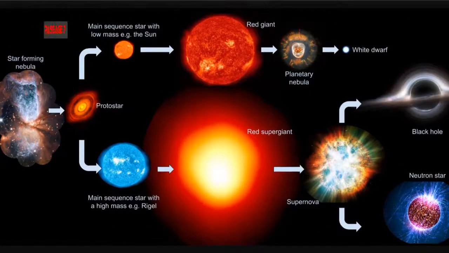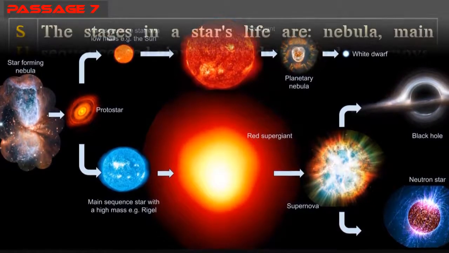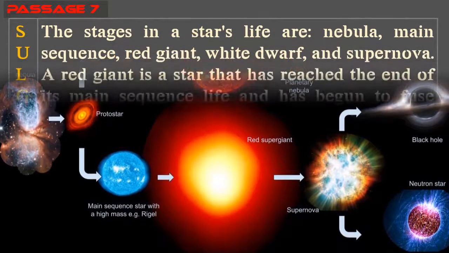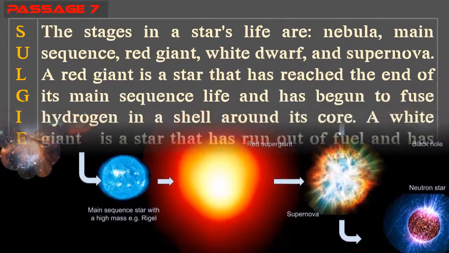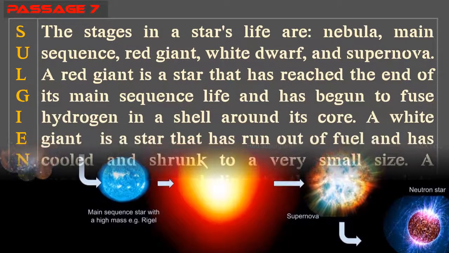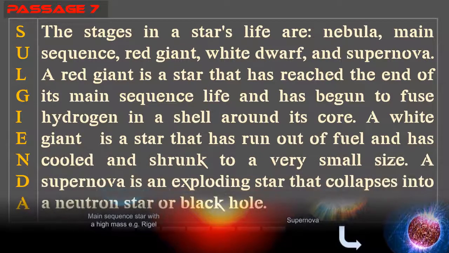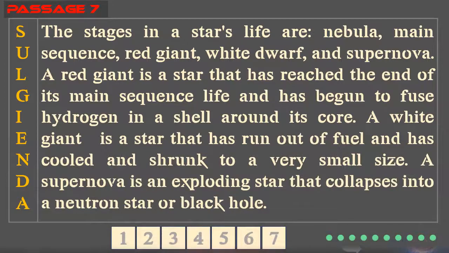Passage 7. The stages in a star's life are nebula, main sequence, red giant, white dwarf, and supernova. A red giant is a star that has reached the end of its main sequence life and has begun to fuse hydrogen in a shell around its core. A white giant is a star that has run out of fuel and has cooled and shrunk to a very small size. A supernova is an exploding star that collapses into a neutron star or black hole.